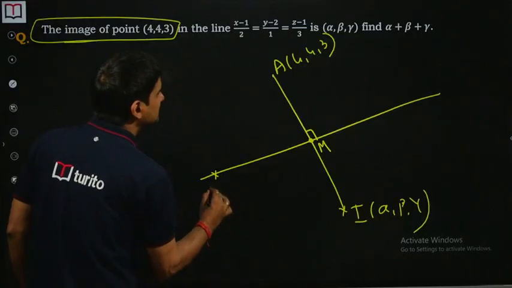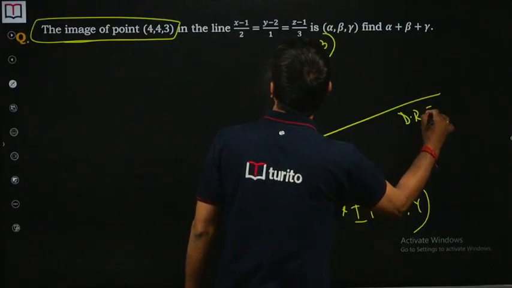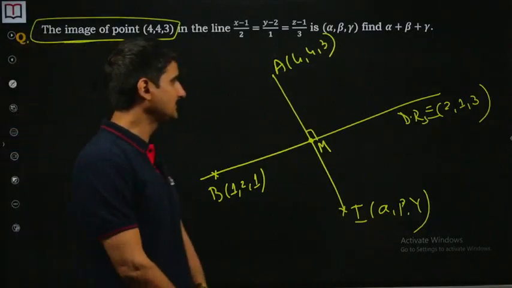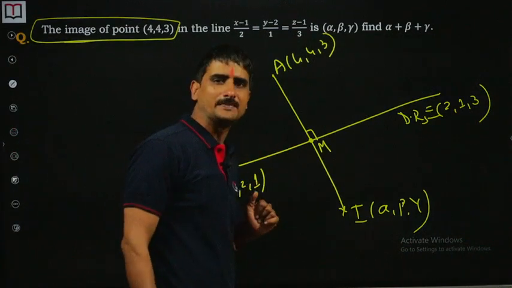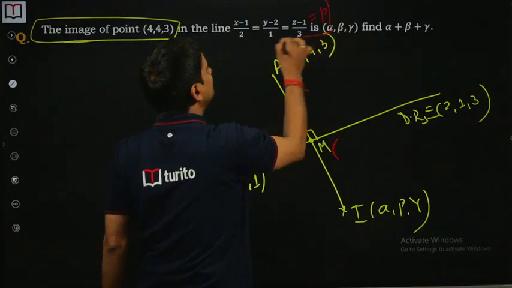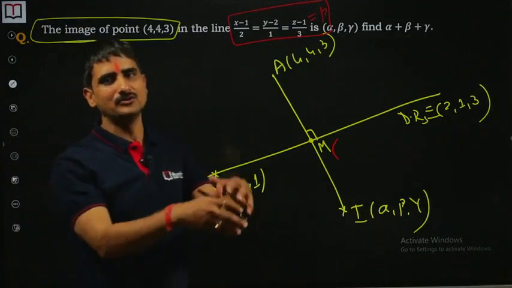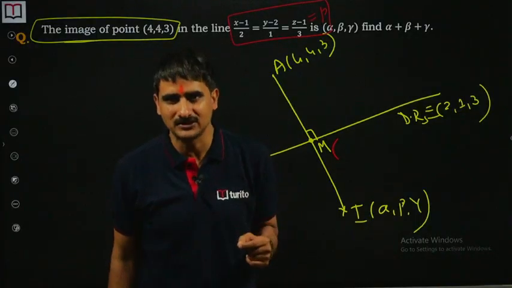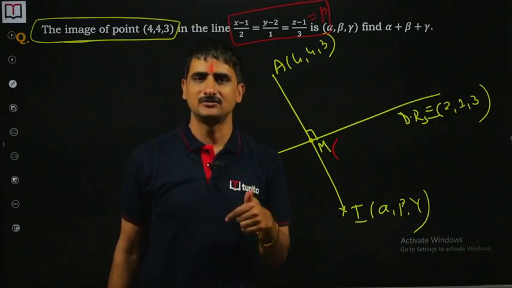Now the line passes through the fixed point, which is 1, 2, 1, and the DRs of the line are 2, 1, 3, bachcho. So direction ratios of the line are 2, 1, 3. Now how to find the foot of perpendicular? See, M is any point on this line, so we know how to use the symmetric form of equation of line. How do we use it? See, the most important application, or what I say is the only way of using this form of equation of line in 3D, is to assume a point on that line.